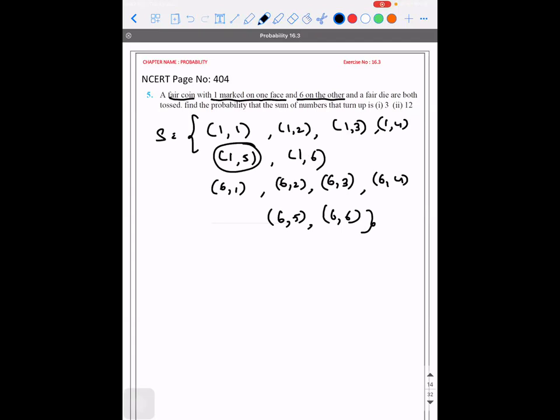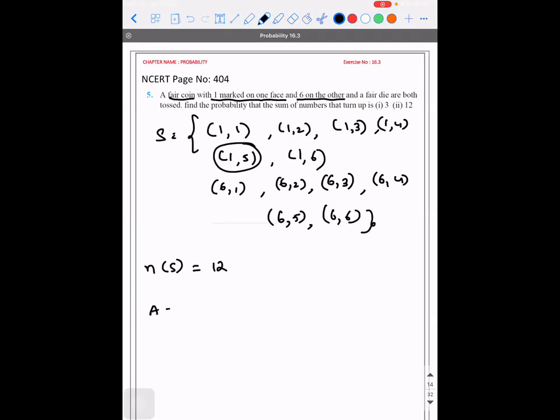No, sir. Why? Because for the coin, 1 and 6 come first, since it's an ordered pair. They have followed an order, so you don't swap it. Okay. The number of elements in the sample space is 12. Okay, so the sum should turn up as 3.